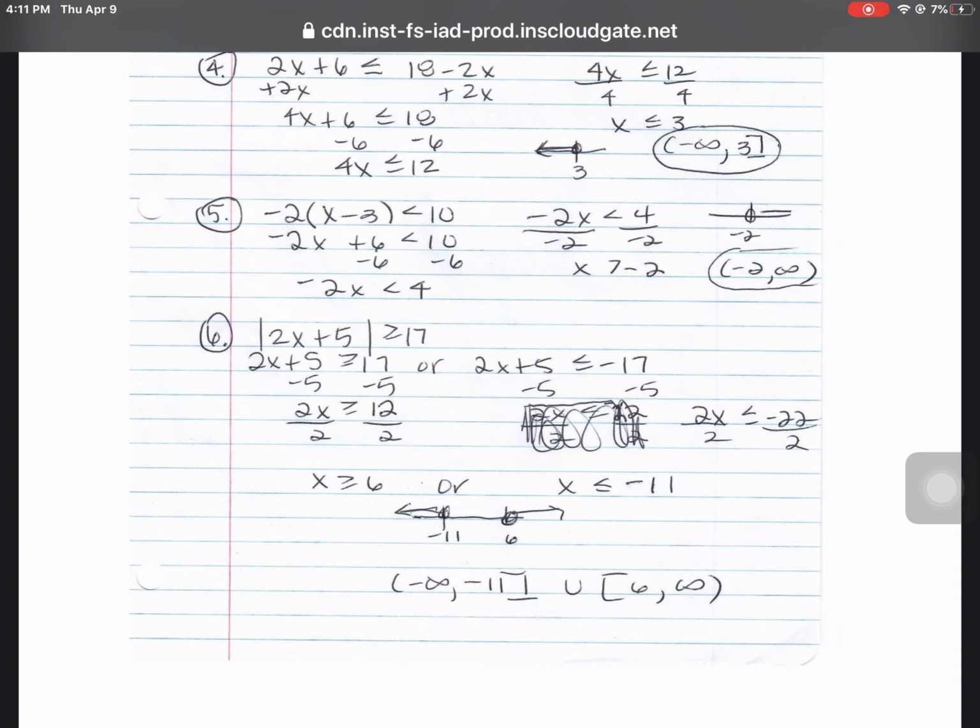So x is less than or equal to 3, means you include 3, so you color it in. Less than is on the left. Read your number line from left to right. So that would be -infinity to 3. We're including because of the or equal to, so that's why there's a bracket around the 3.